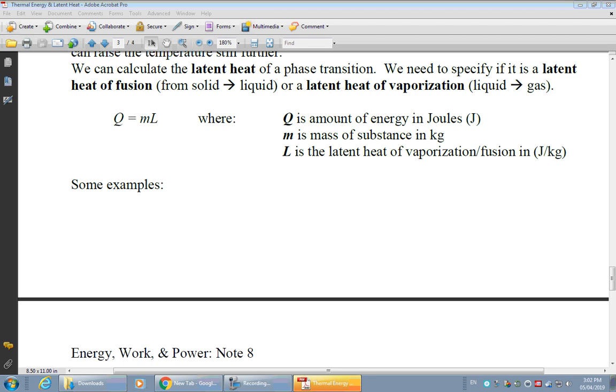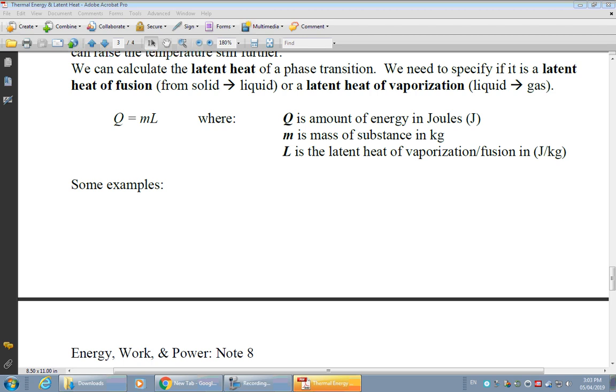But we actually need to specify if it's what we call a latent heat of fusion, which means when we're changing something from a solid to a liquid, or actually vice versa, or the latent heat of vaporization, which is the amount of heat being absorbed or released when we change something from a liquid to a gas, or vice versa. But the formula itself is quite simple.